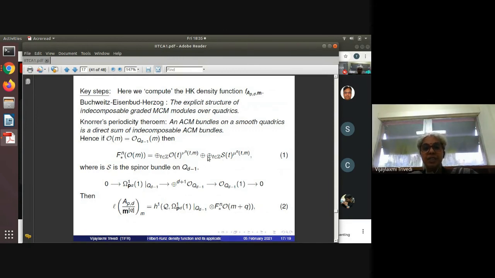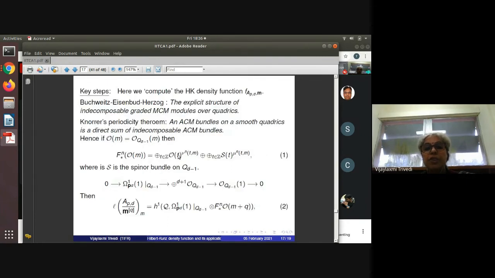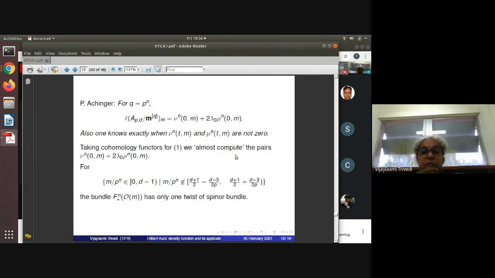So using this factorization, let me go over it again. You have O, take its mth twist, and take its nth Frobenius. It will decompose as line bundles and a spinor bundle. So these are the ranks for that twist. Let me skip the sequence. Achinger has proved that the length of the quadric hypersurface, if I go modulo the Frobenius power and take its mth graded piece, is going to be the rank of the direct image of O(m). So take the zero twist here, t equal to 0, and their rank. So it's going to be like this. If you look closely, in fact, he has just given a ready-made density formula here, it looks like.